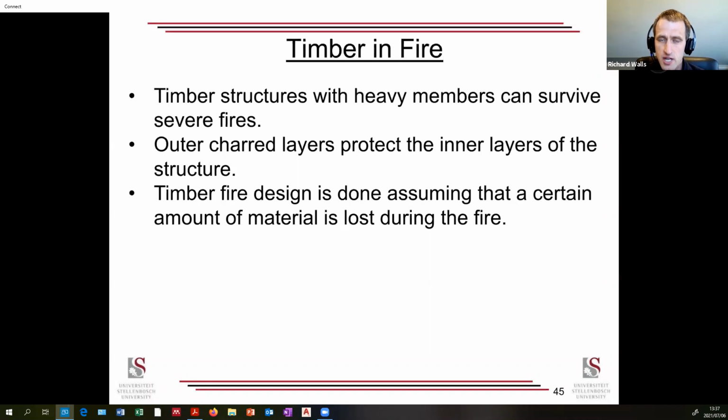We actually had a furnace test which needed to last for an hour, and we needed dependable resistance. We put timber beams into the furnace rather than steelwork, because we at least knew what the capacity was, and if anything went wrong, it was okay. Whereas the steelwork was a bigger challenge to make sure it worked in case of a problem. So outer charred layers protect the inner layers of the structure. Timber fire design is done assuming that a certain amount of material is lost during the fire.